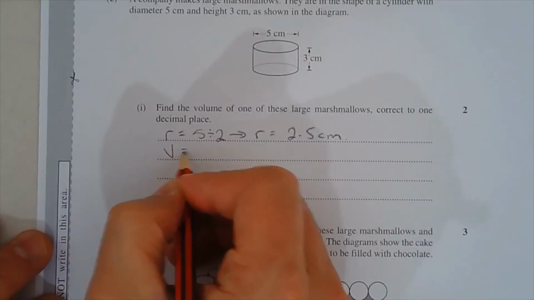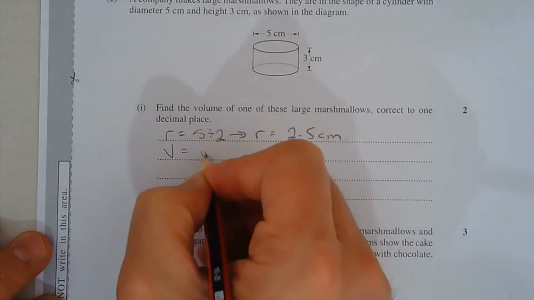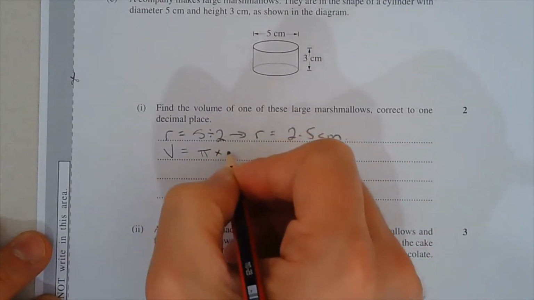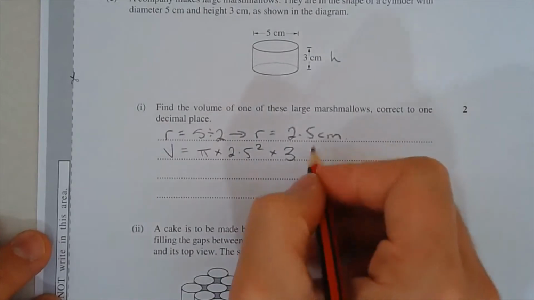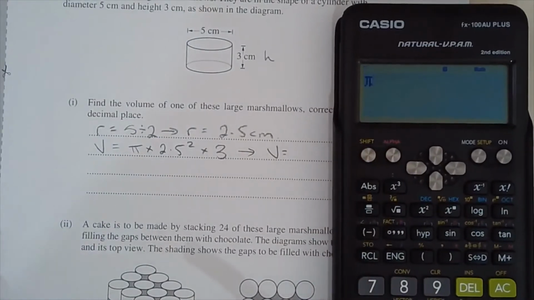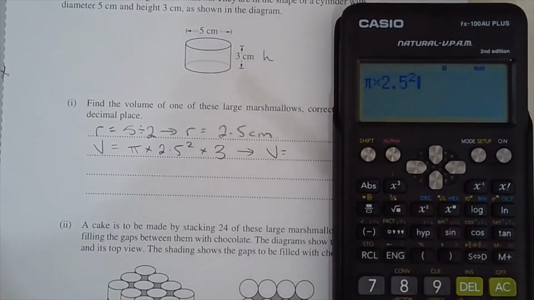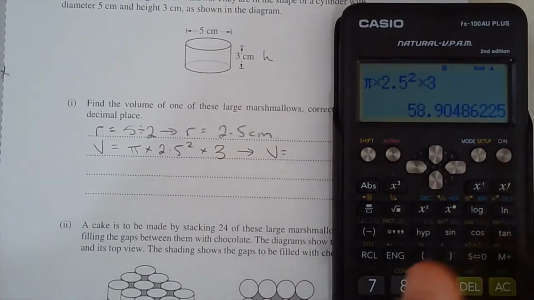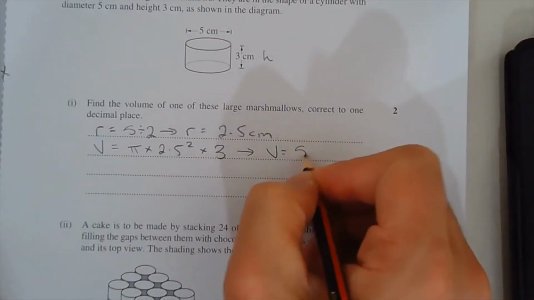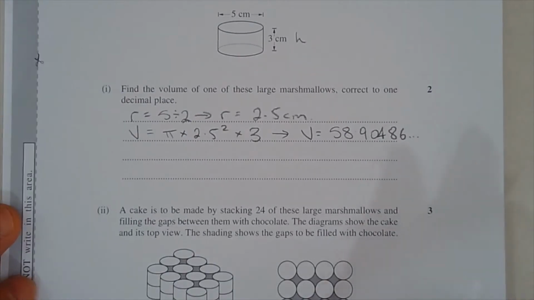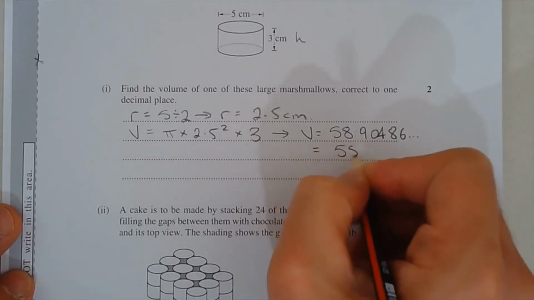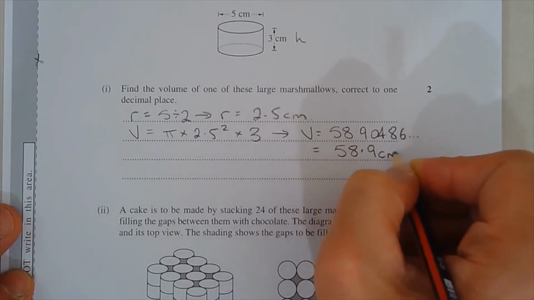Now the volume of a cylinder is given by pi r squared h, based on area times height. So pi multiplied by 2.5 squared multiplied by h, so that's 3 centimeters. V is equal to, so shift pi times 2.5 squared times 3, and we get 58.90486, and needs to be rounded to 1 decimal place. So that's going to be 58.9 cubic centimeters.